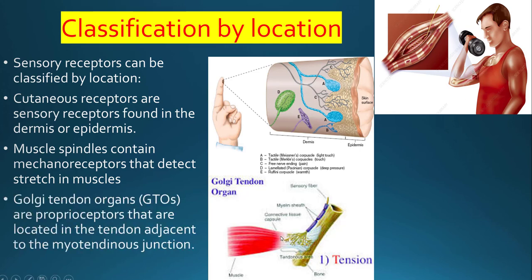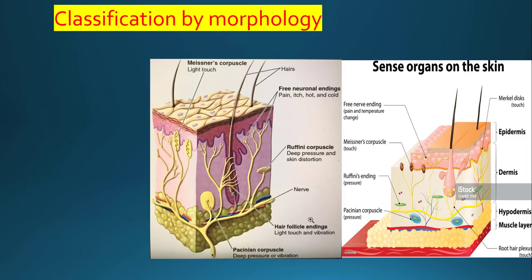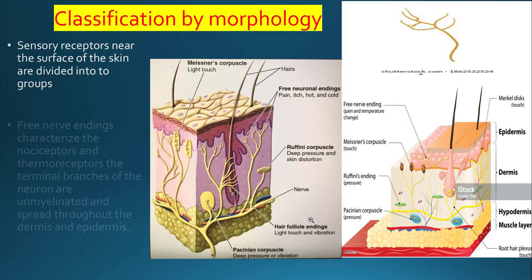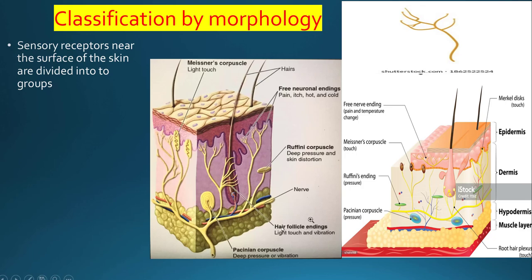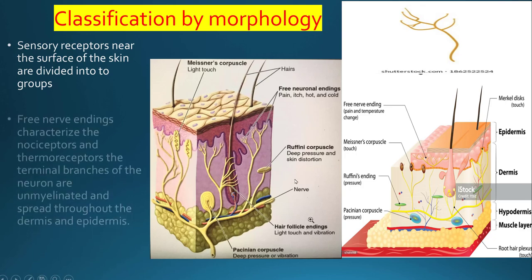Golgi tendon organs are proprioceptors that are located in the tendon adjacent to the myotendinous junction. Myotendinous means this is tendon and this is muscle. At this junction, this receptor is present and they detect proprioception. Classification by morphology. Sensory receptors near the surface of the skin are divided into two groups.